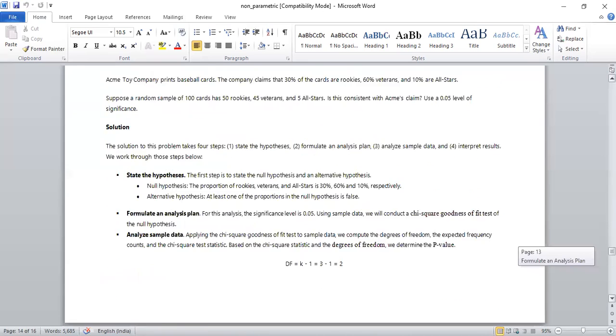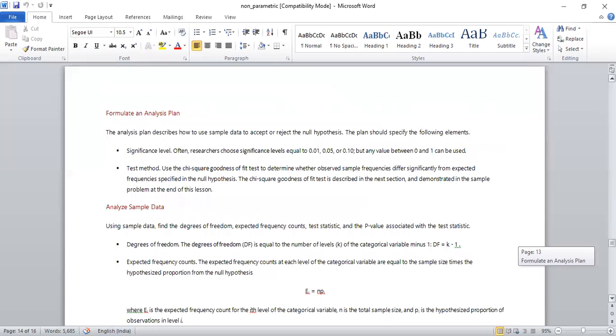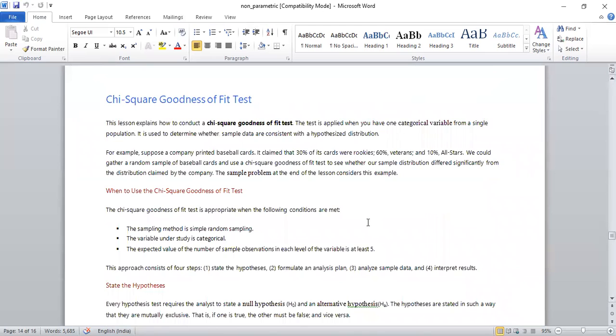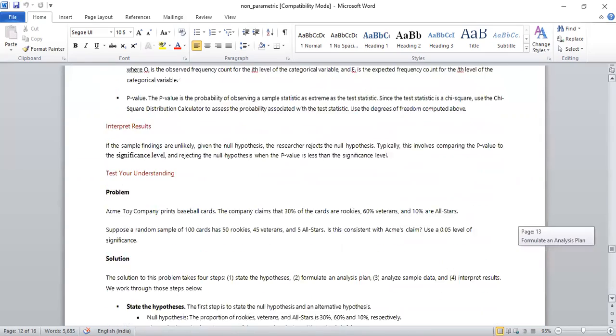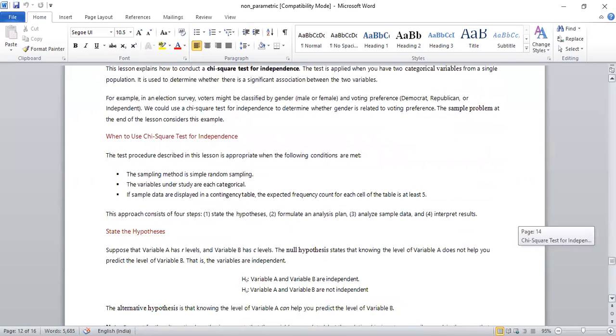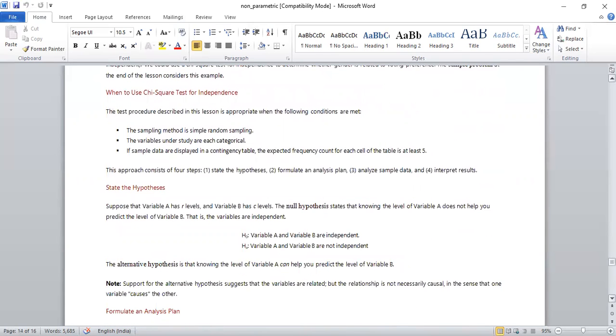Look at the conditions. The conditions for the goodness of fit test and the chi-square test for homogeneity or independence are the same. The expected number of sample observations in each level of the variable is at least 5. The sampling method is random sampling. The variable under study is categorical. The assumptions remain the same; only the implementation is different in the case of the chi-square test for independence or homogeneity.